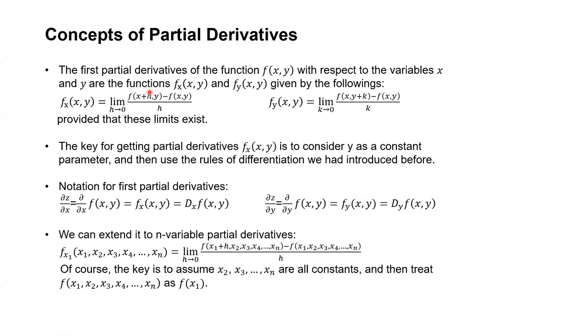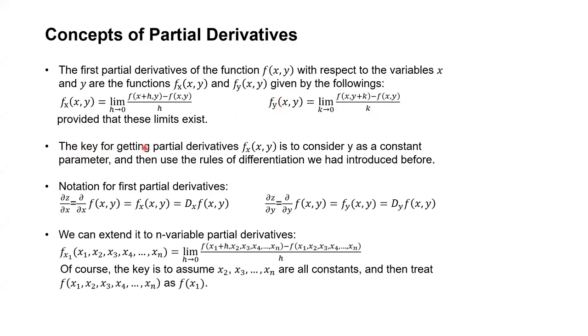We just take a little step h, x plus h, and then we subtract these two terms, and we divide by h. When h goes to zero, we can get this, partial f with respect to x. And the similar one is f with respect to y. The different thing is we take a little step k in the variable y, and we subtract these two terms, and divide by k, and finally when k goes to zero, we can get the partial f over partial y.